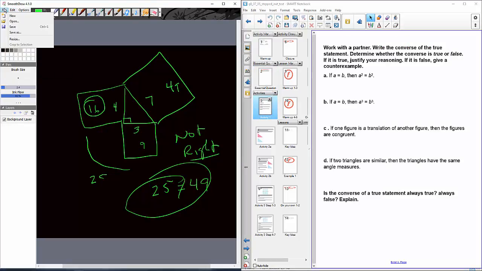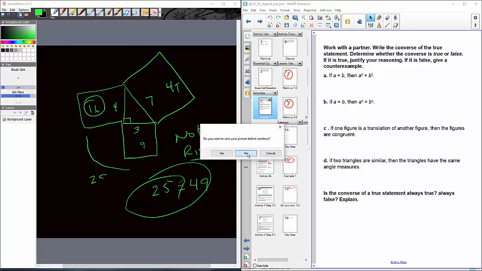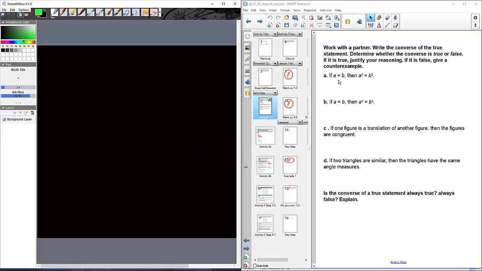Converse statements are actually pretty easy. They seem kind of complicated at first, but it's basically looking at a statement and saying if A equals B, so let's just pretend that 3 equals 3, right? So A is 3 and B equals 3. Then A squared equals B squared. Let's look at it. So 3 squared is 9, and 3 squared is 9. So that's a true statement, right?